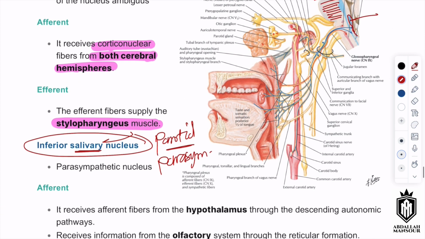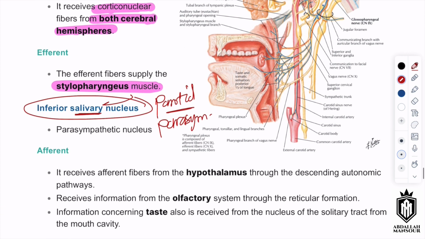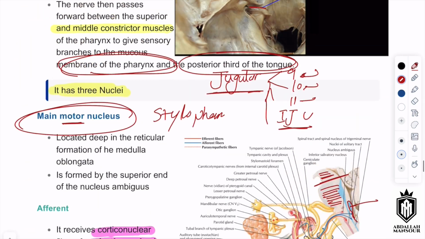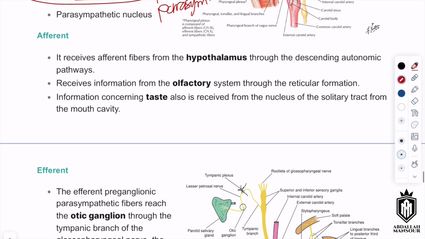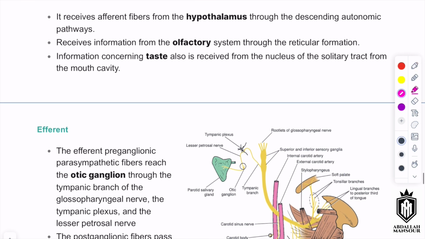Secondly is the inferior salivary nucleus, and this is the parasympathetic nucleus. You can imagine that it receives some impulses or fibers from the hypothalamus and from the olfactory system, but mainly also from taste.